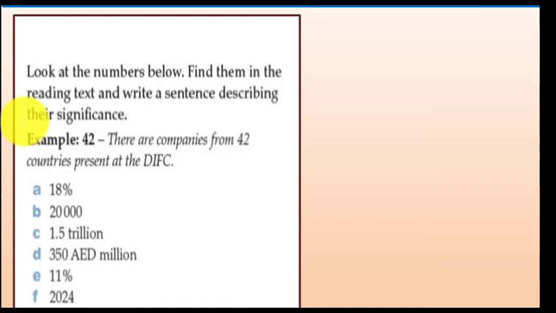Here, you are going to read the article again. I want you to concentrate on the numbers and the percents, because you are going to tell me what each number or percent stands for. What does it mean? And that's why you are going to write a sentence describing their significance. Example, we have 42. 42 in the article means there are companies from 42 countries present at the Dubai International Financial Center.